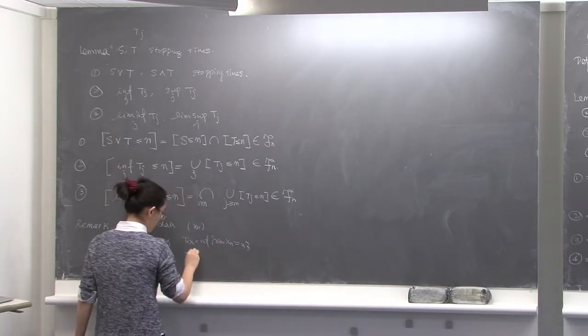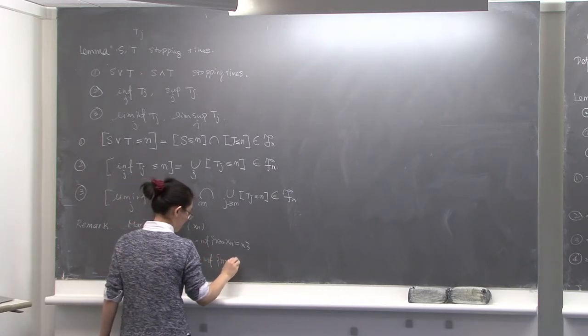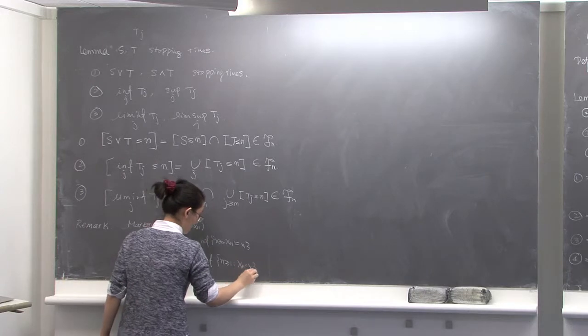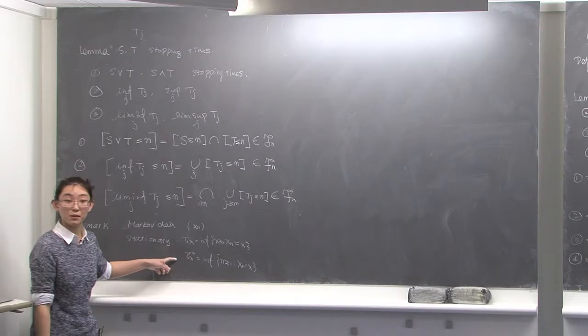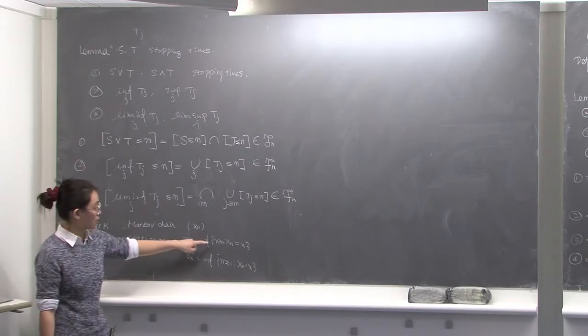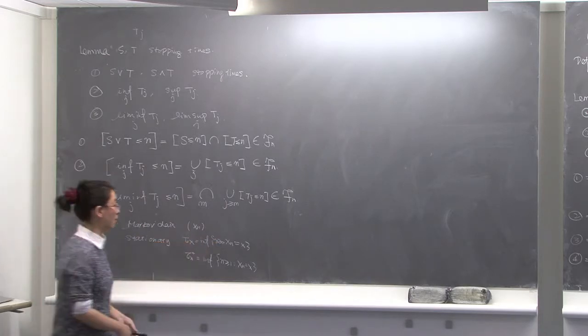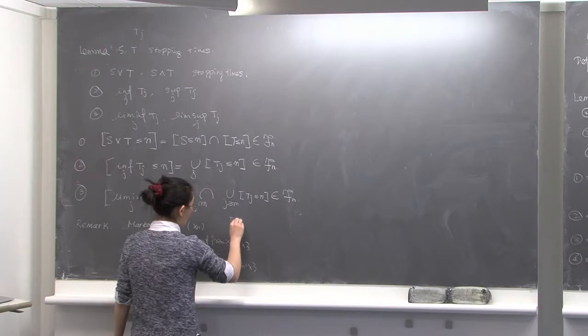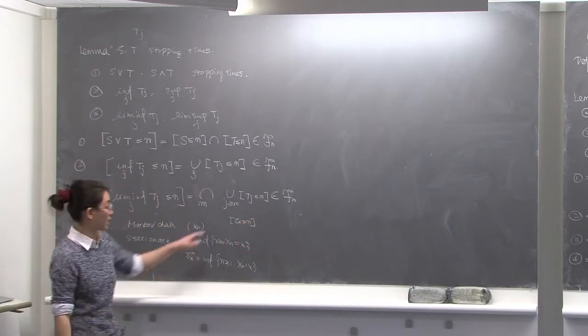And this is the first return time. And here we can check that both of them are stopping times. So for example, for the hitting time, Tx is the first time that the sequence hits x. So suppose we know that. Now let us check what is the event of tau x less than n.